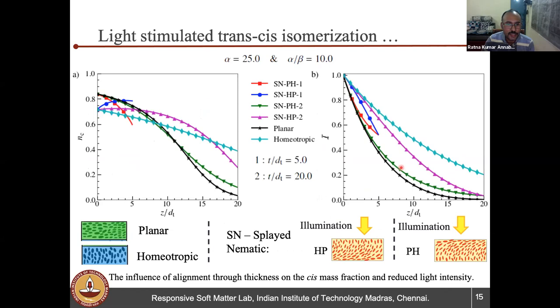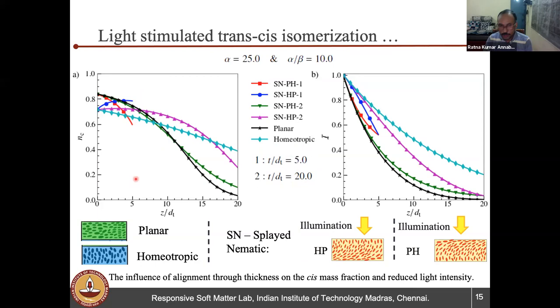And of course, when you change your orientation from planar to homeotropic, or splayed nematic, where you go from homeotropic to planar and planar to homeotropic, you see that the concentration of cis molecules changes through the thickness depending upon whether you have a planar oriented film or a homeotropic oriented film. When you have a splayed nematic film, it will be between these two depending upon the thickness. Case one is for thickness t by d_T of 5 and case two is t by d_T of 20. So this is t by d_T of 20 and this blue is for case one.